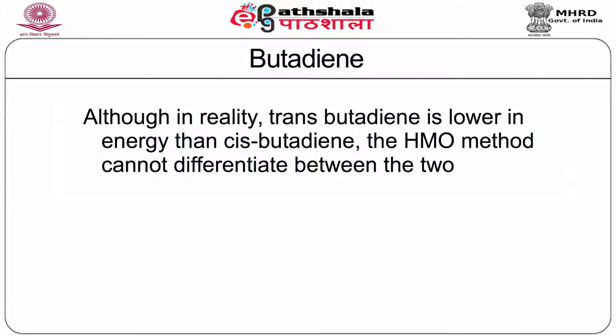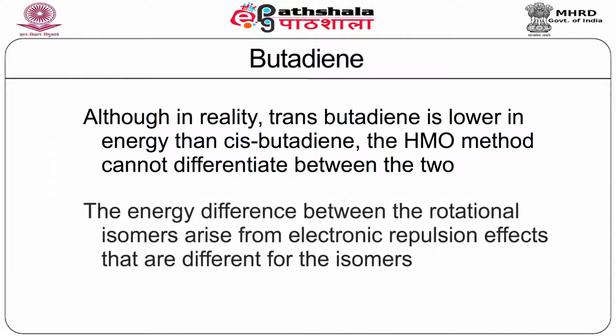Although in reality trans butadiene is lower in energy than cis butadiene, the Hückel molecular orbital method is too simple and cannot differentiate between the two. The energy difference between the rotational isomers arises from electronic repulsion effects that are different for the isomers, but this is not taken into account in the Hückel molecular orbital method.